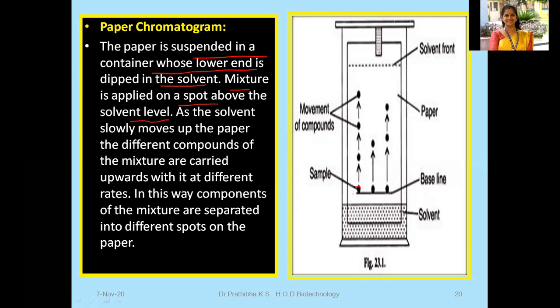Whatever sample we have loaded here, when this solvent moves up, while moving, this particular solvent also carries the components from this particular sample loaded, and takes them to the further region. So in this way, the components of the mixture are separated into different spots on the paper.